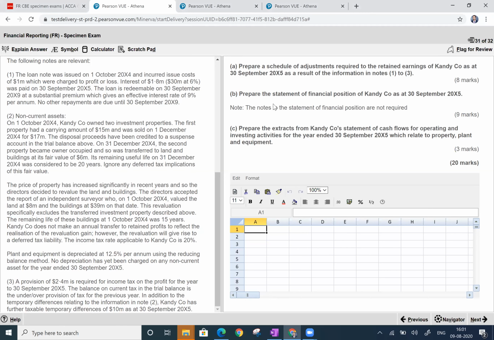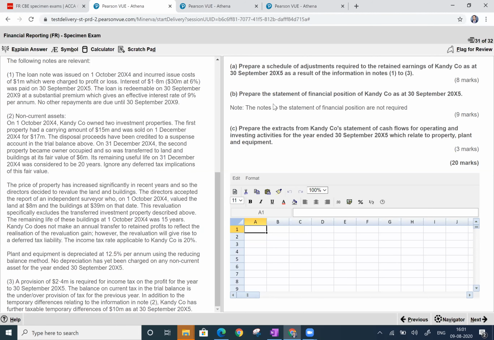So there are only 3 notes. Then prepare a statement of SOFP, and prepare extracts of Candle's statement of cash flows for operating and investing activities for the year ended 30 September 20x5, which relate to property, plant and equipment. If you have gone through all the past question papers uploaded on the ACCA website, there are no questions regarding cash flow statement in Section C.